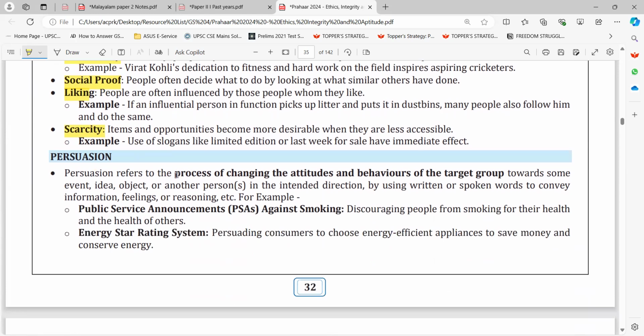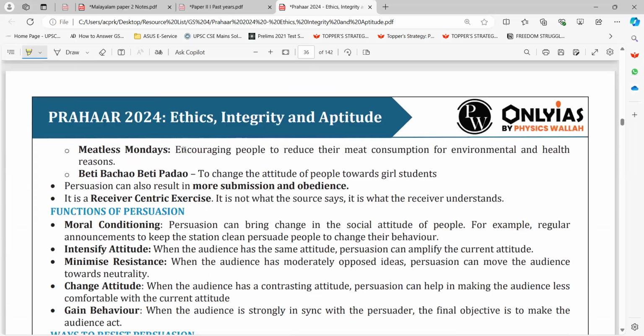Persuasion: persuasion refers to the process of changing the attitudes and behaviors of the target groups towards some event, idea, object, or another person in the intended direction by using written or spoken words to convey information, feelings, or reasoning, etc. For example, public service announcements, PSAs against smoking, discouraging people from smoking for their health and health of others. Energy Star rating system, persuading consumers to choose energy efficient appliances to save money and conserve energy. Meatless Mondays, encouraging people to reduce their meat consumption for environmental and health reasons. Beti Bachao, Beti Padhao, to change the attitude of people towards girl students.